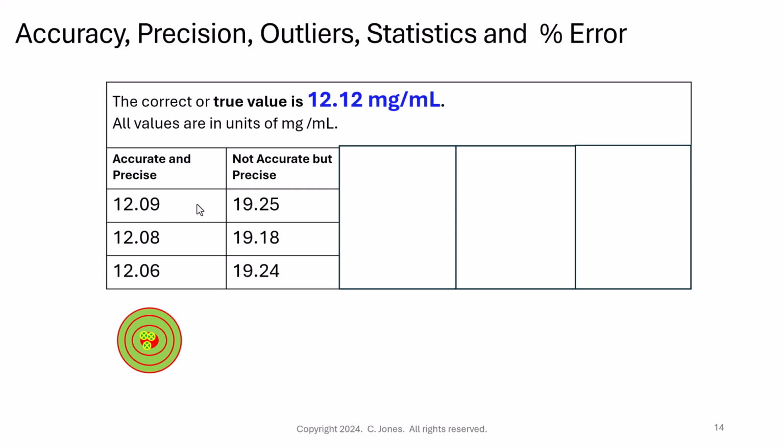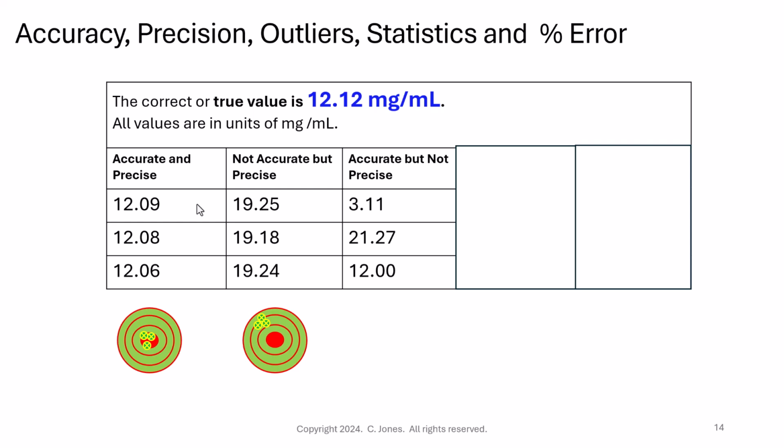Next, these are not accurate, but they are precise. The correct value, again, is 12.12 milligrams per mil, but these are all roughly 7 above the true value. So this tells me that this is a systematic error. They're all off by the same amount, so it's probably a systematic error, but they are precise, they're just not accurate. So we should be able to correct for this.